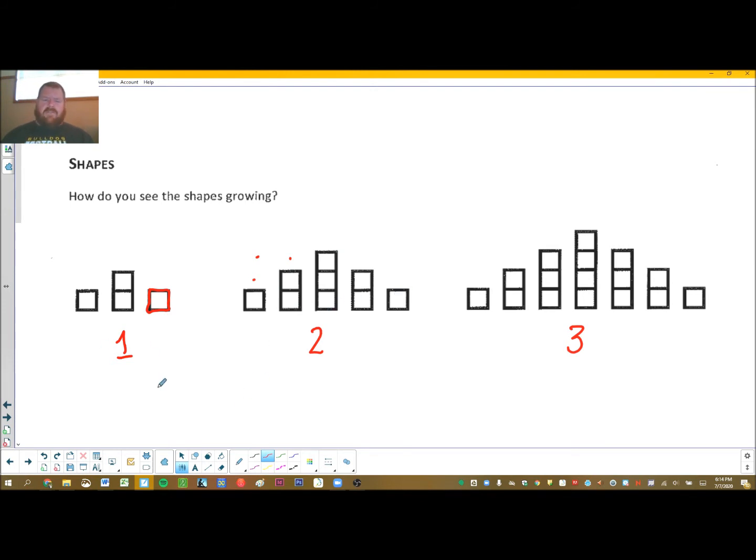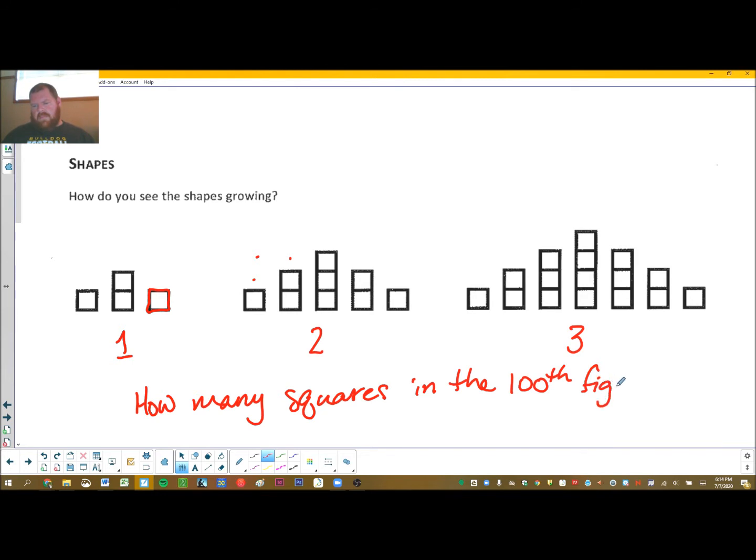That one's especially helpful with the extension question that I asked, which was how many squares in the 100th figure. That doesn't look like figure to me. But how many squares would be in that 100th figure? So that was the extension question that I asked. It's not the question that this is asking you to answer, but that was the extension that I had.